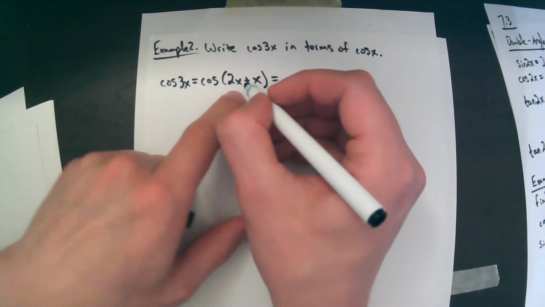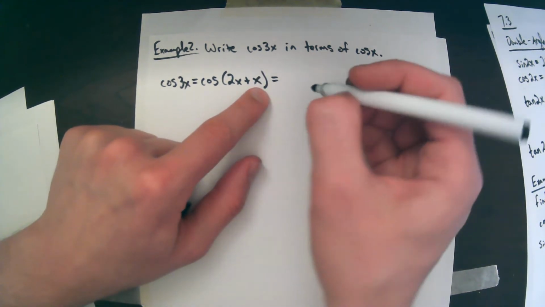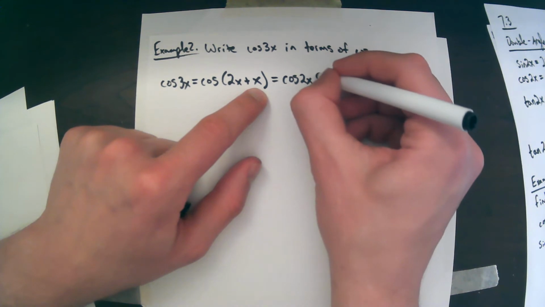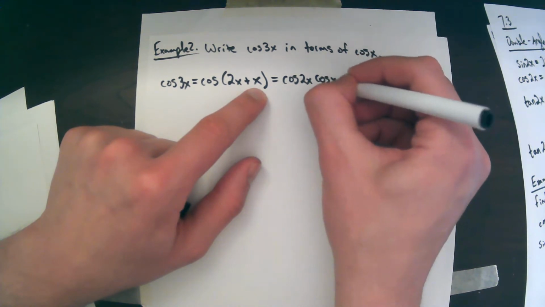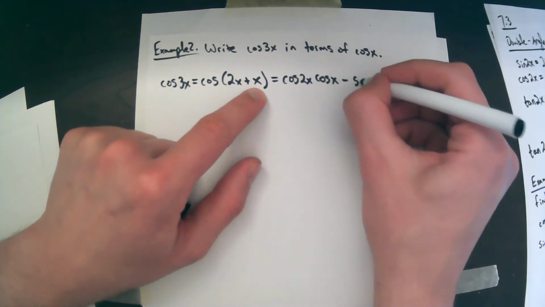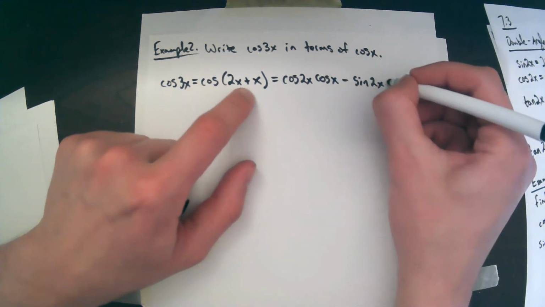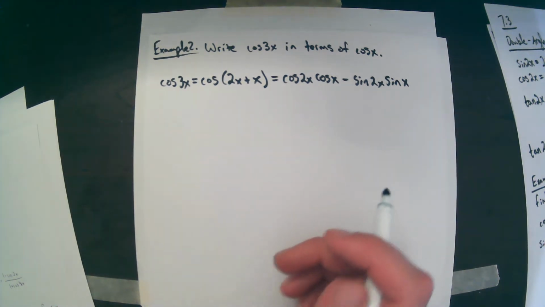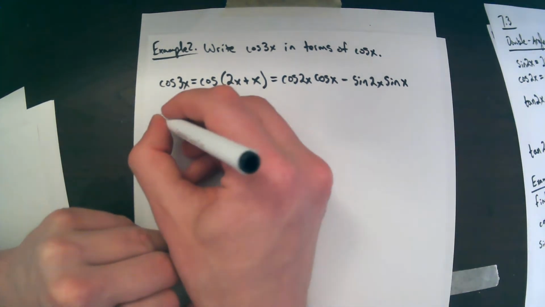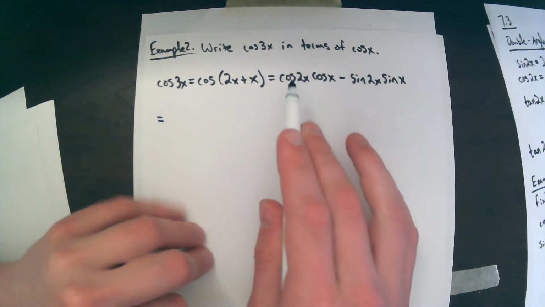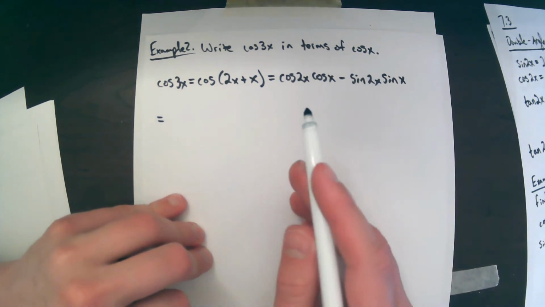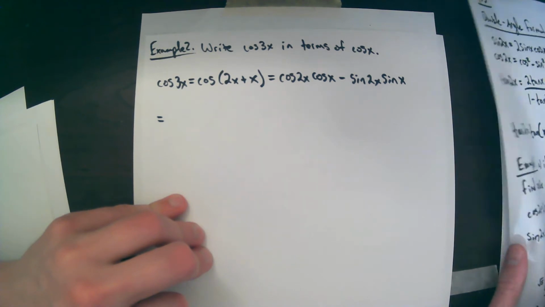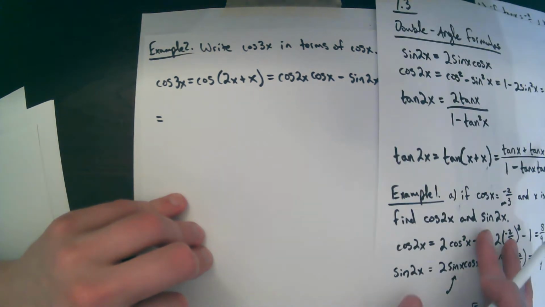Well, this is playing the role of the first variable, and this is playing the role of the second variable. So it should be cosine of first times cosine of second minus sine of first times sine of second. Okay. And now, coming from over here, I have formulas for both cosine of 2x and sine of 2x. And they tell me to write everything in terms of cosine.